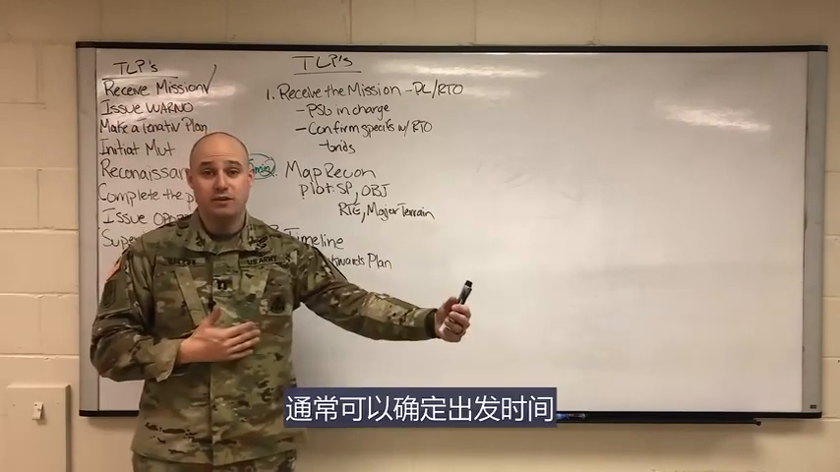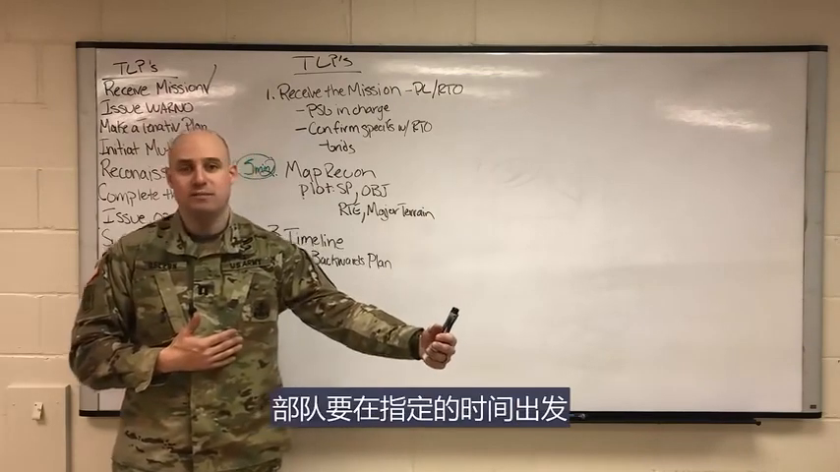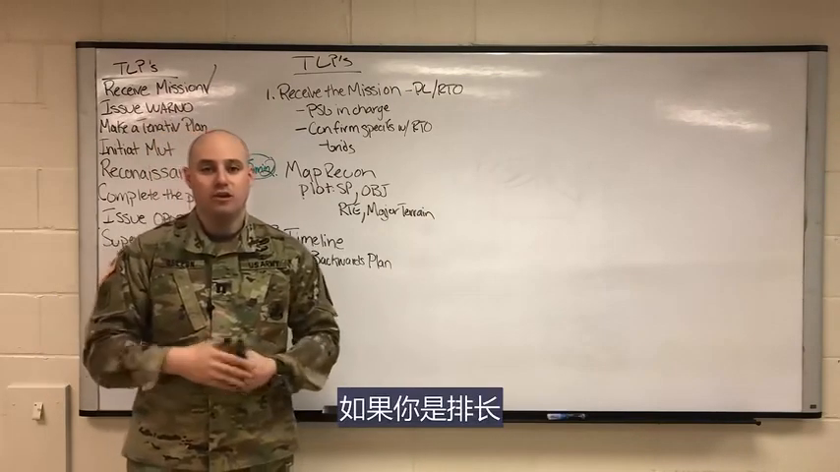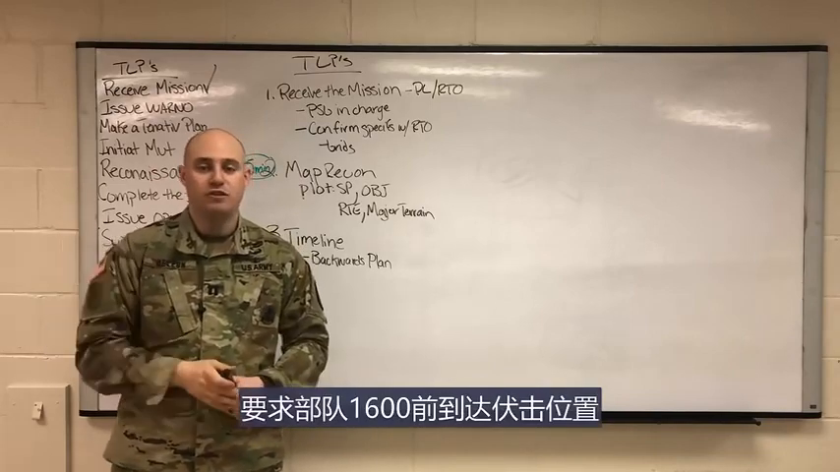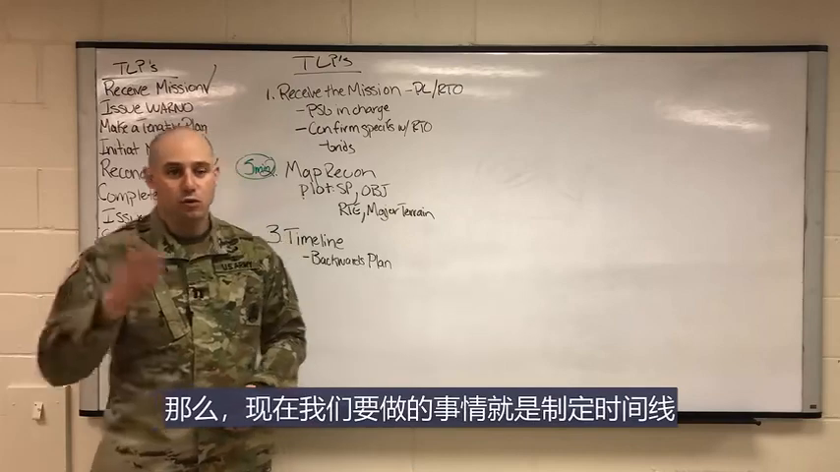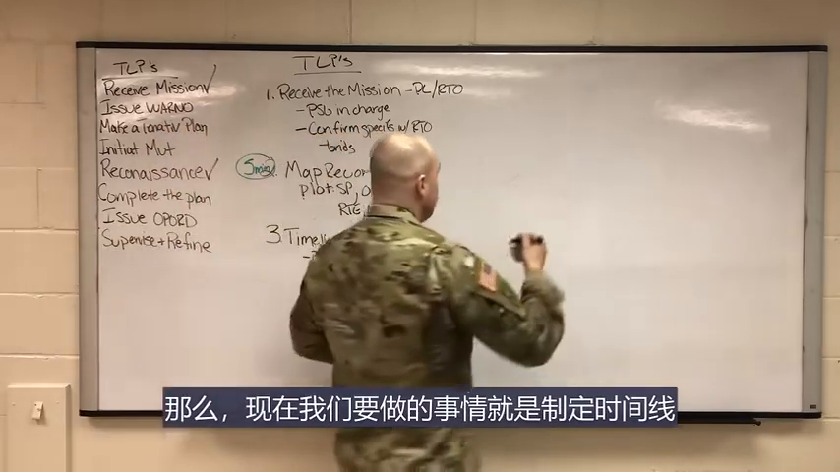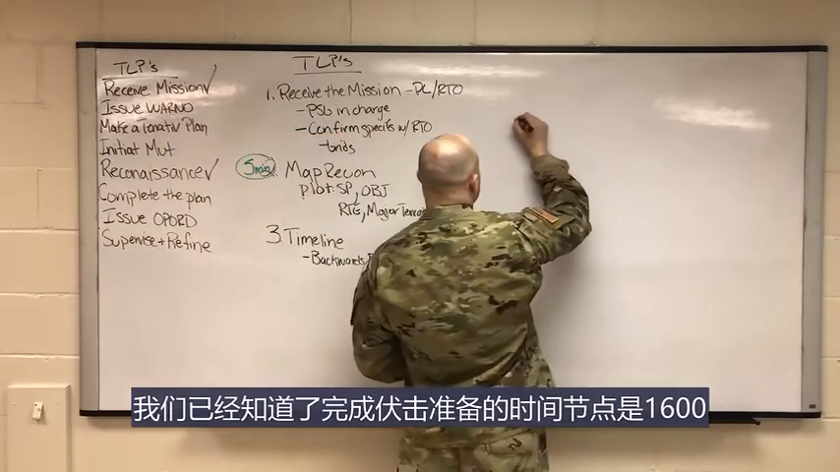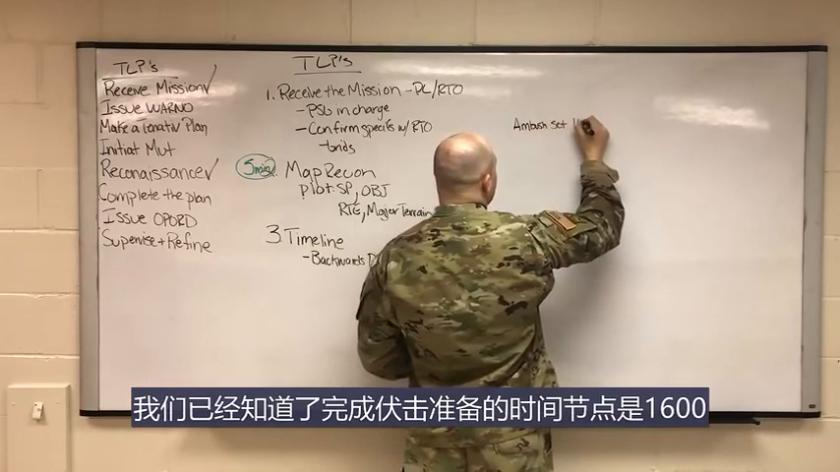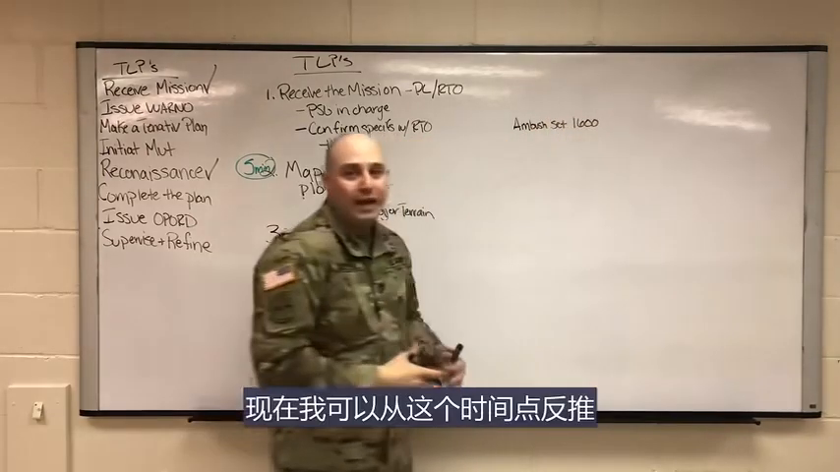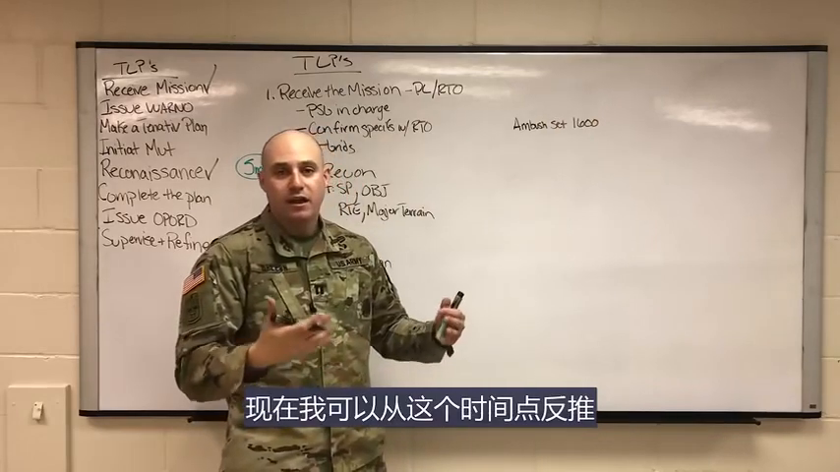A lot of times, and typically, you're not going to get an SP time. Hey, you must SP at this time. It's not about that. You're the PL. You can manage your time. Hey, be there and have the ambush set at 1600. So what we'll do now is we'll start to create our timeline. So we know that the ambush must be set at 1600. Well, now I can work back from this time and see what I need to do.